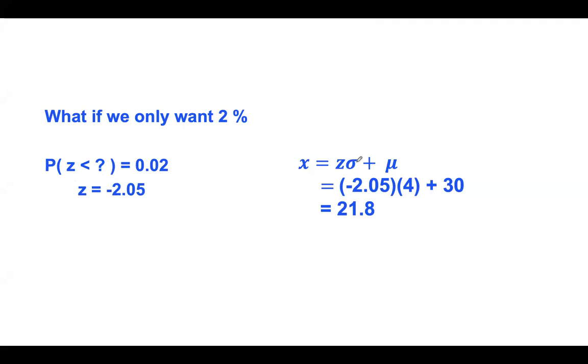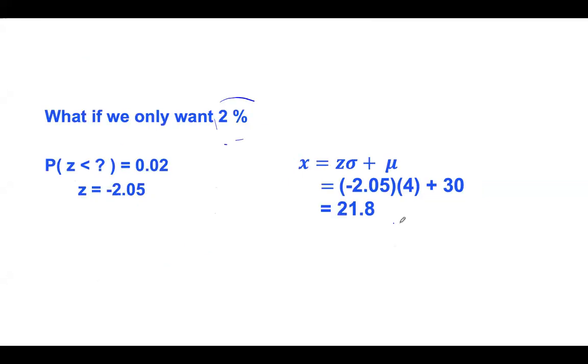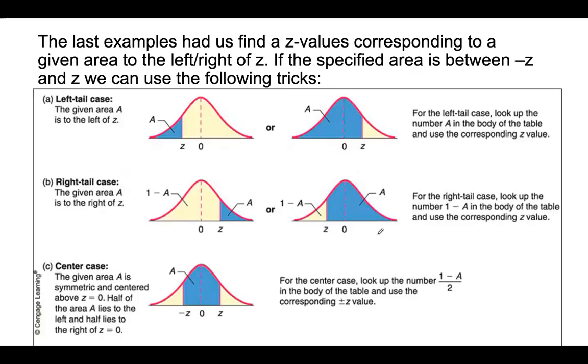So we get our value, and then we can convert it to raw data. So if we only want 2%, then when we convert this, it becomes 21.8 months. So if we only want 2% return, you can extend that warranty or guarantee period to 21.8 months instead of the 24.08 months, and that way you maybe save the company some money.